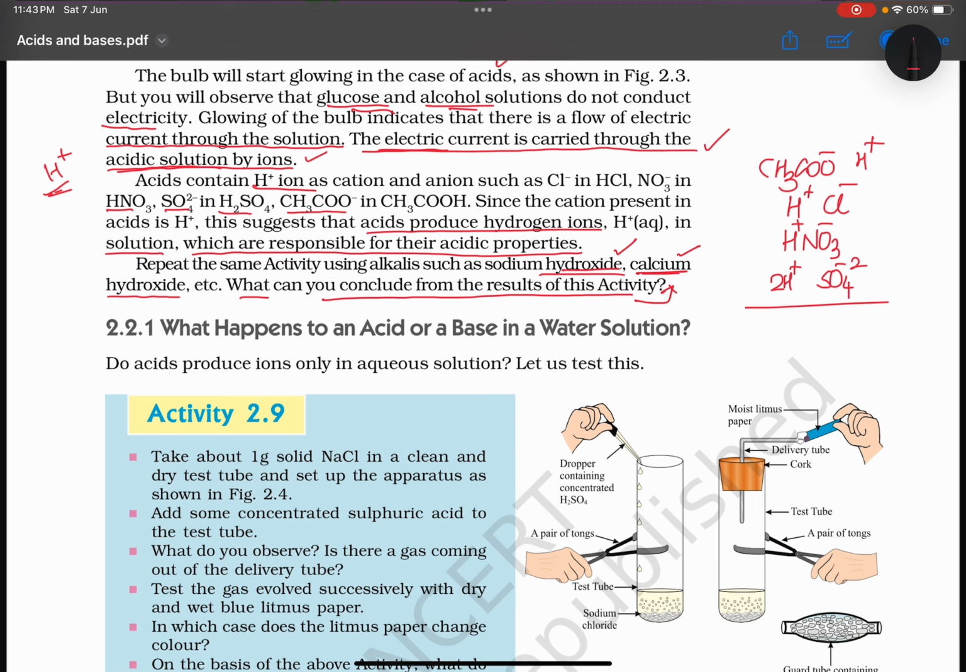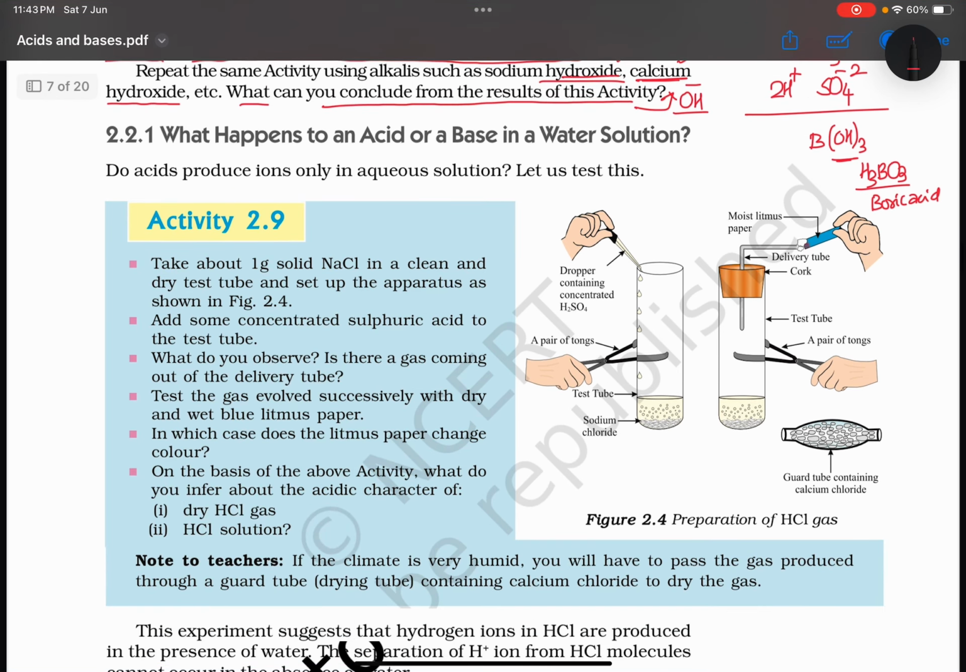Okay, I say generally, because in boric acid, B(OH)3, you can say OH is there, so it seems a base, but it is actually H3BO3, which is boric acid. So I mentioned it in general. Fine. So bases will also make the bulb glow. OH minus ion releasing substances are called bases. H plus ion releasing substances are called acids.